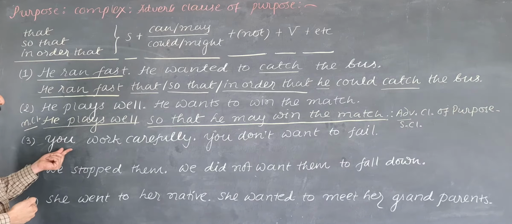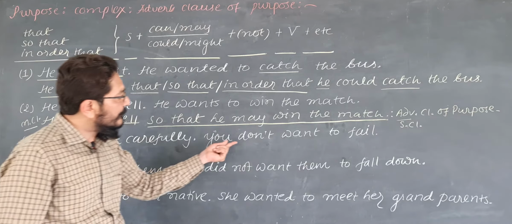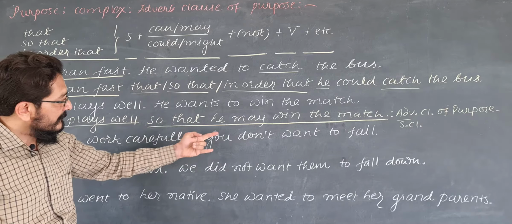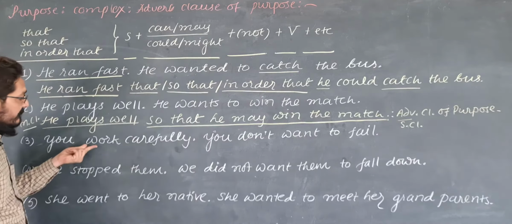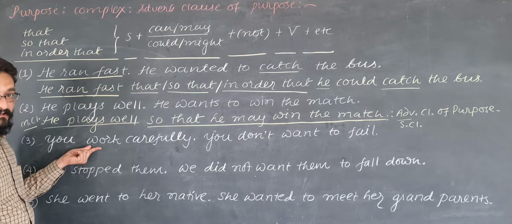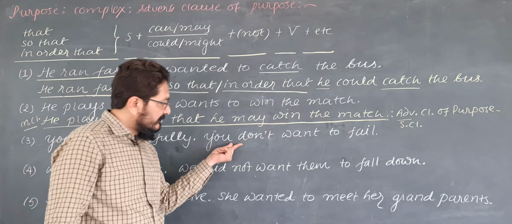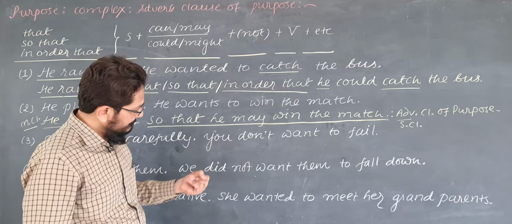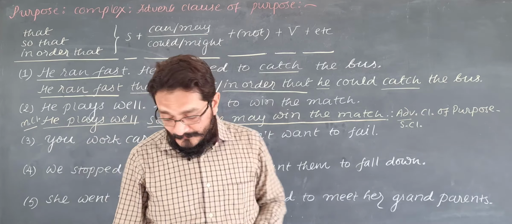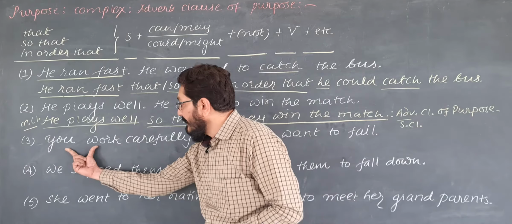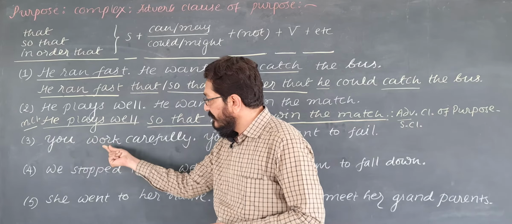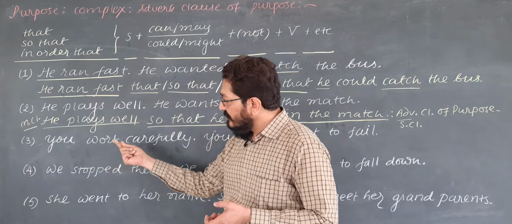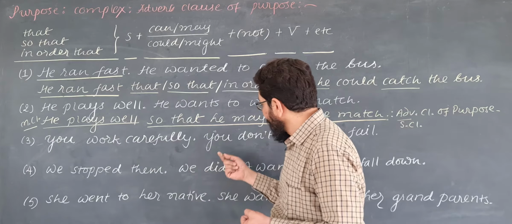Now, you work carefully, you don't want to fail. This is a negative sentence, these two were positive. And see, what is the tense here? It is non-past, it is simple present tense. See, you work carefully. Subject, verb. There is only one pair of subject and finite verb. So this sentence is simple.